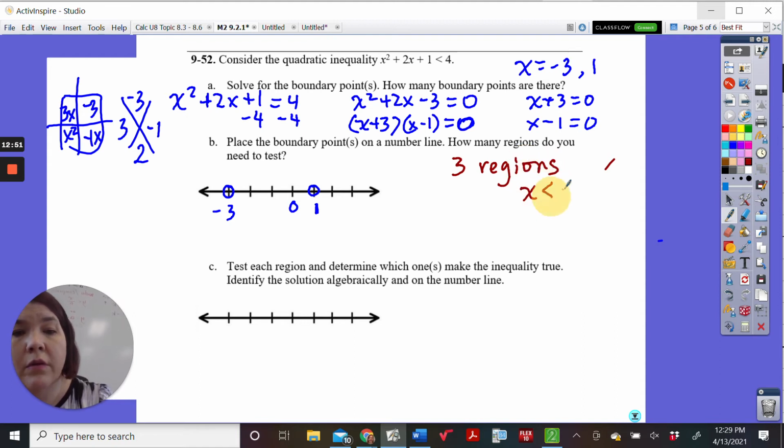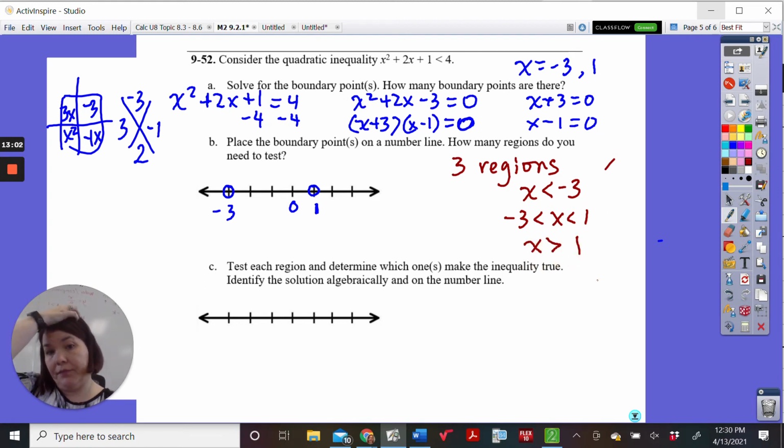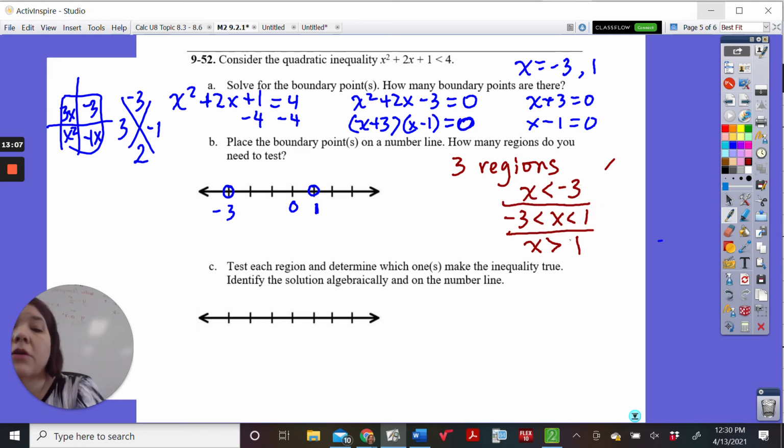The number's smaller than negative 3, the number's between negative 3 and 1, and the number's bigger than 1. Those are our 3 regions. Okay, so I'm going to test each region.